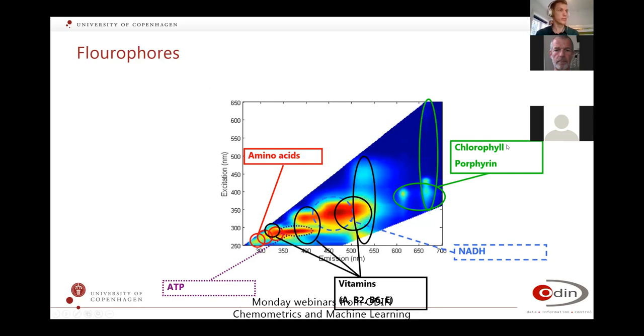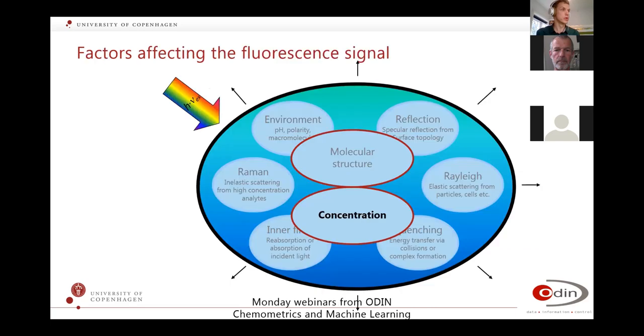This is just a landscape with a lot of the fluorophores. So you can see the different ones here. I will not go really in detail here. Then, of course, concentration will also affect the fluorescence.